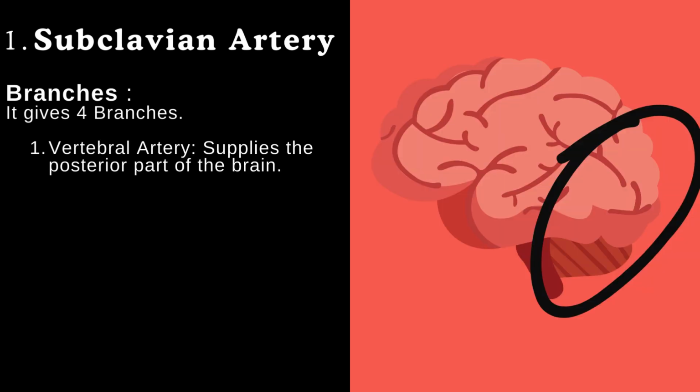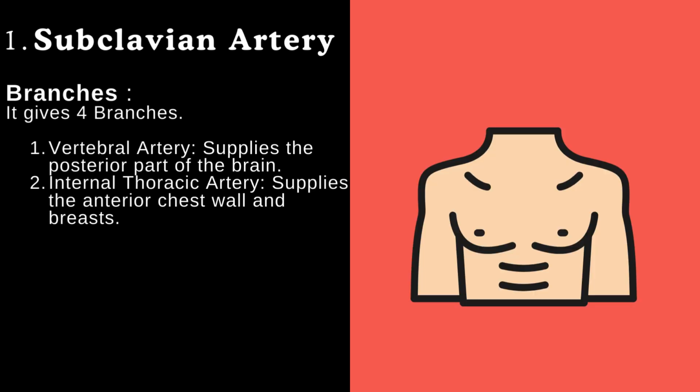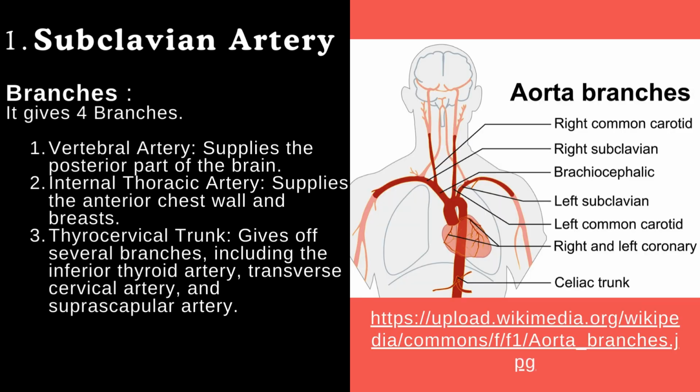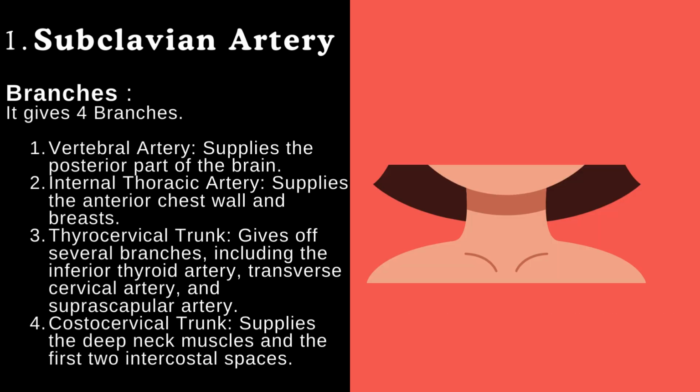Vertebral artery supplies the posterior part of the brain. Internal thoracic artery supplies the anterior chest wall and breasts. Thyrocervical trunk gives off several branches, including the inferior thyroid artery, transverse cervical artery, and suprascapular artery. Costocervical trunk supplies the deep neck muscles and the first 2 intercostal spaces.